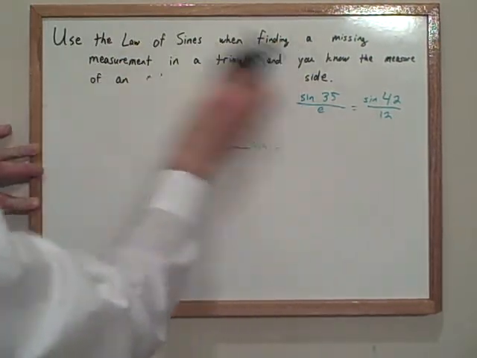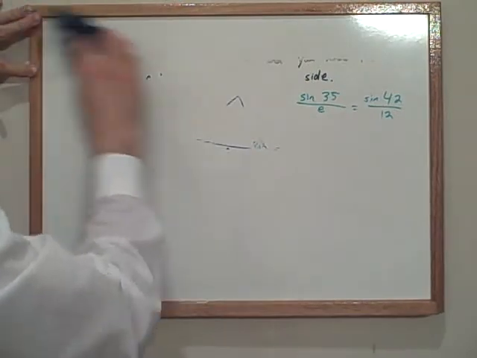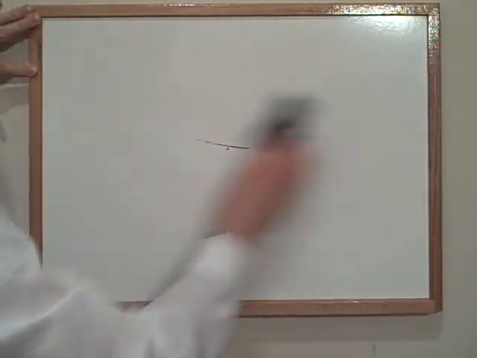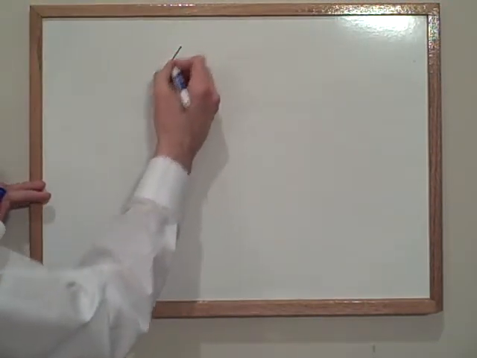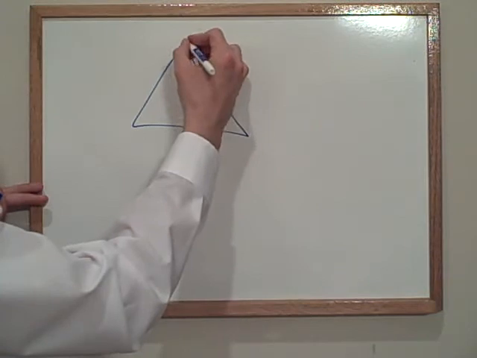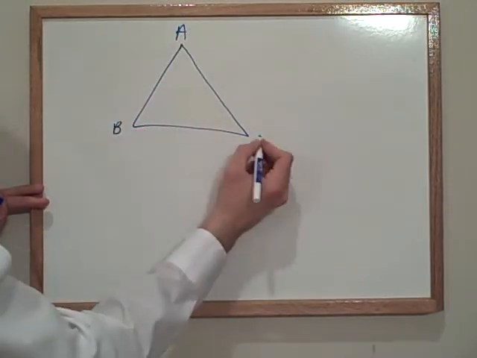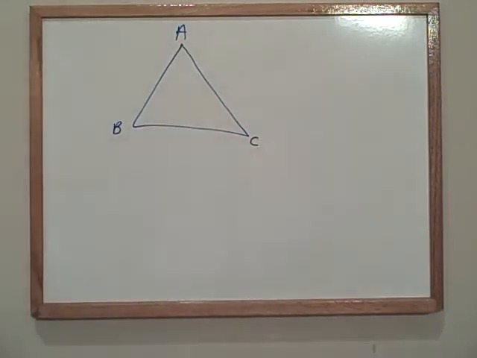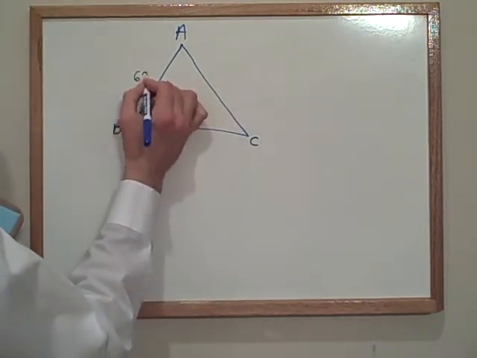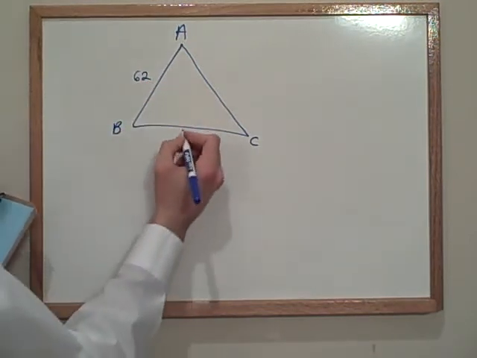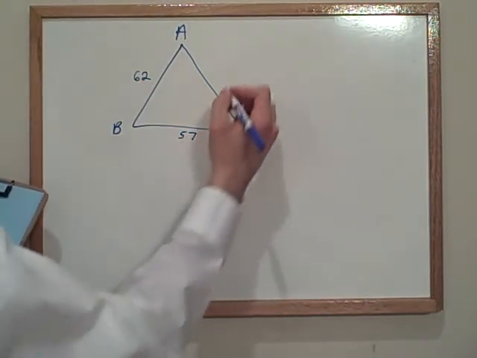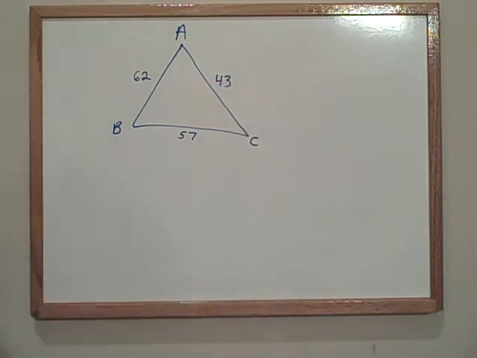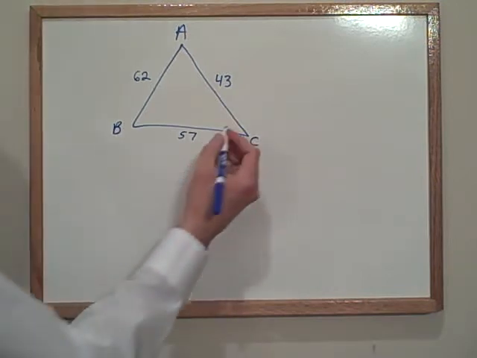Okay, let's draw this picture. So we have triangle ABC. It does not have to be accurate, it doesn't have to be drawn to scale. A and B are 62 feet apart. B and C are 57 feet apart. And A and C are 43 feet apart. Okay, and then it says, what is the angle of the fence at post C? So they're looking for this one.